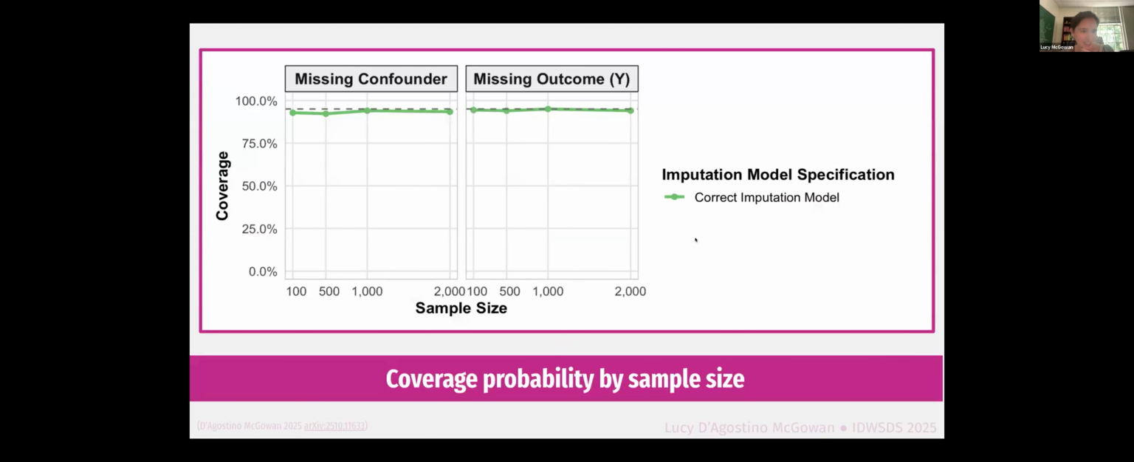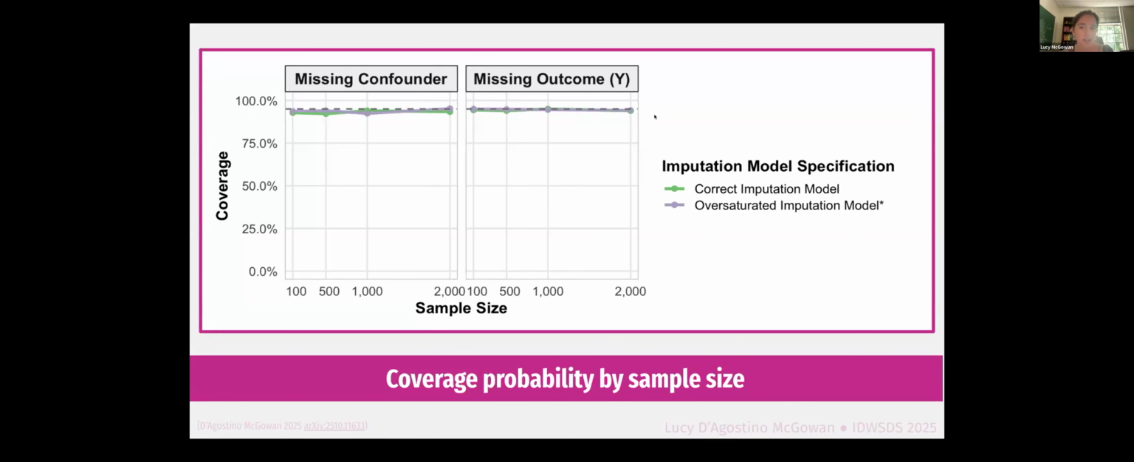So here are the results. You can see here, this is the coverage on the Y-axis. Sample size is on the x-axis. This dashed line would be 95%, which is right where we want. On the left-hand side, I have where we're missing ZC, the confounder, and on the right-hand side, I have where we're missing Y. So the correct imputation model does what we would expect, so that's good. We're right around the nominal coverage in both cases. And the oversaturated imputation model, likewise, is giving us correct coverage.